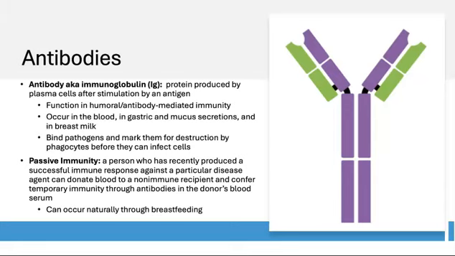So first, what is an antibody? We have been also calling these immunoglobulins, but they are proteins that are produced by our plasma cells after the B cells have been stimulated by that antigen. And they'll function within that humoral or antibody-mediated immunity, which we know is a subdivision of adaptive immunity. We'll find these antibodies within our blood, in our gastric and mucus secretions, and even within breast milk. They'll bind to pathogens to essentially mark them for destruction.